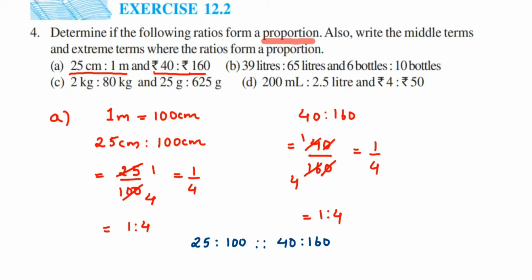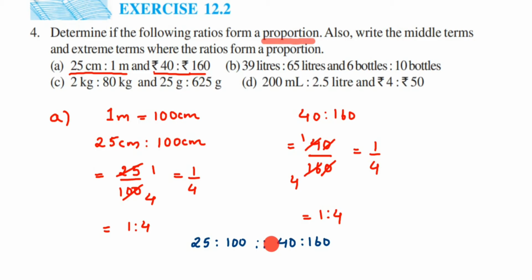Now here they're asking us to write down the middle terms and the extreme terms. Middle terms means the ones which are present at the middle of this proportion, and the extremes are the ones which are present at the ends. That is 25 and 160 will become extreme terms, and 100 and 40 will become middle terms. So let's write down that.